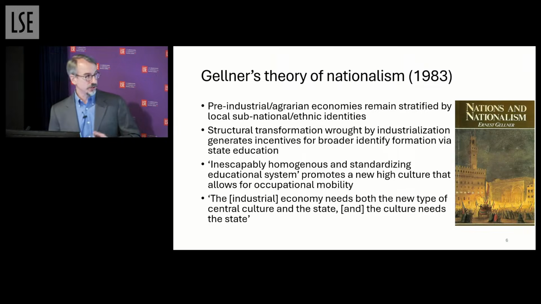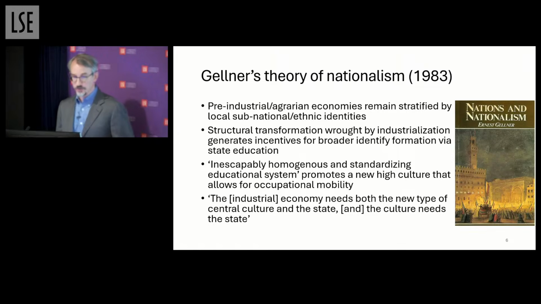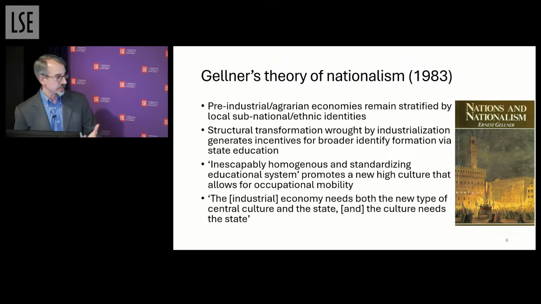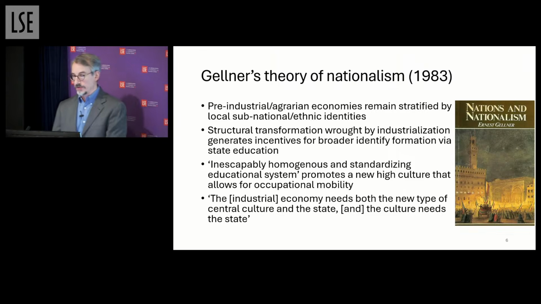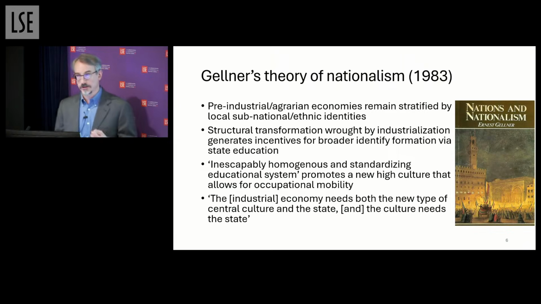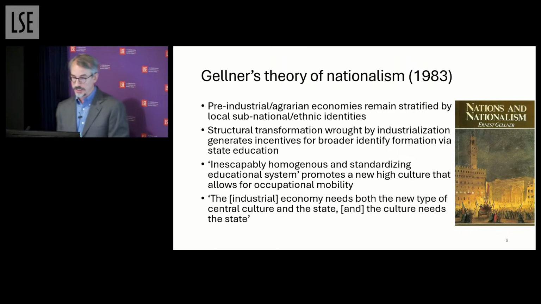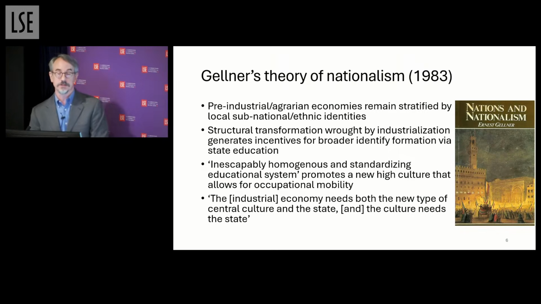And he puts this at the end of the book. He says, the industrial economy needs this new central culture and the state, and the culture needs the state. Right? So, again, criticism that some people have made, like David Laitin, is that this is very functionalist. I think David calls it functionalism run mad, in the sense the economy needs something. Economies, of course, don't need anything at all, right? The point is that's the way Gellner phrases it, but we can rephrase that: the incentives are for states to provide education, and that education generates a sense of national identity. But the first mover in all this is industrialization.